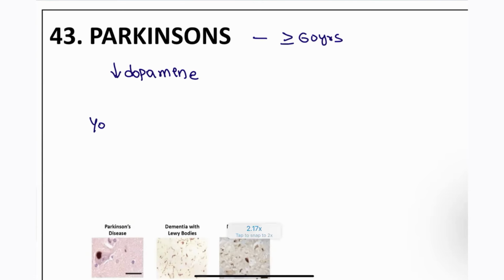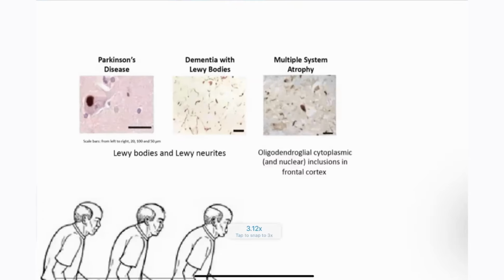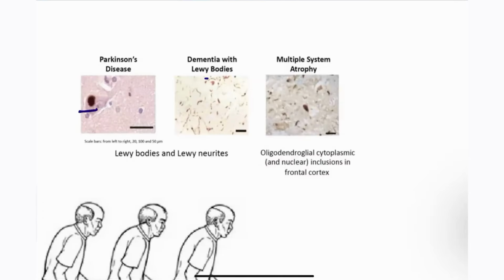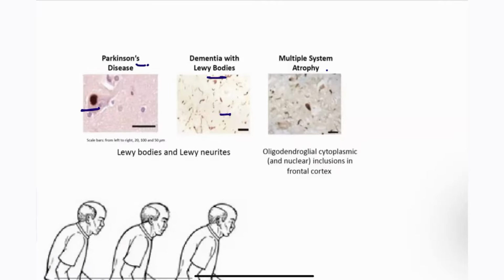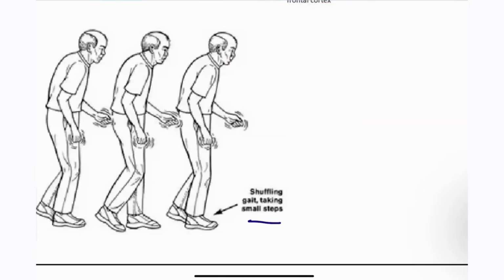But if it involves young patients, the genes involved are on chromosome 4 or chromosome 6. Okay, this is the PARK1 gene. This is the PARK2 gene. Autosomal dominant, autosomal recessive. Okay, they are going to show the so-called synucleinopathies that will be seen in these conditions. This is the type of Parkinson's disease where you are going to see alpha synuclein in the Lewy bodies. You are going to see Lewy body dementias and ubiquitins, tau proteins. These are present here, and a shuffling gait will be seen in this patient.